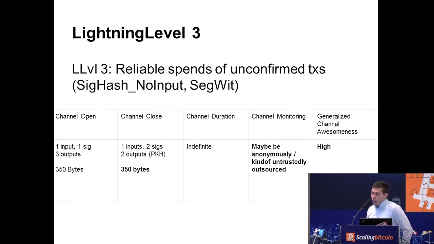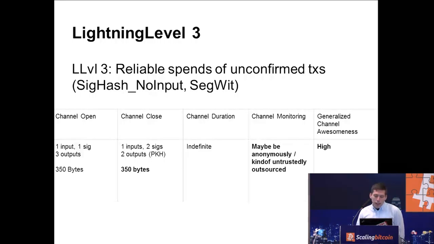And the channel monitoring can now be sort of anonymously, kind of untrustedly outsourced, in that you say to someone, hey, if you see these 20 bytes in the blockchain, broadcast this transaction. Thanks. And that's a pretty easy thing to do. 20 bytes, just look for them and broadcast. And the generalized channel awesomeness of this channel type is high.